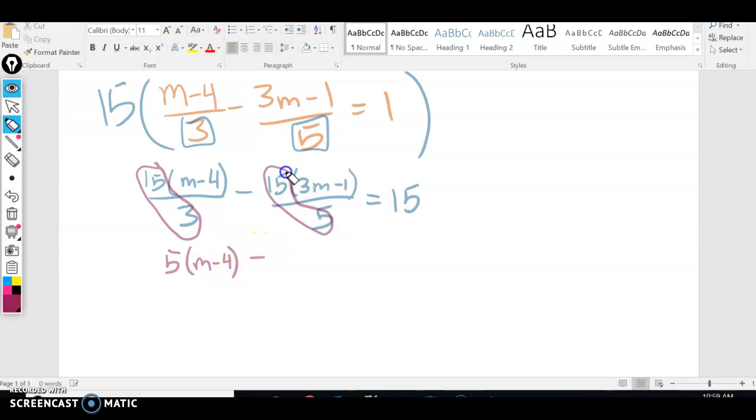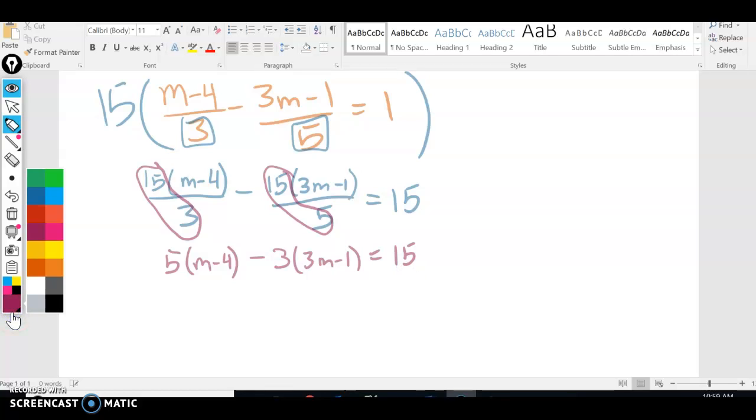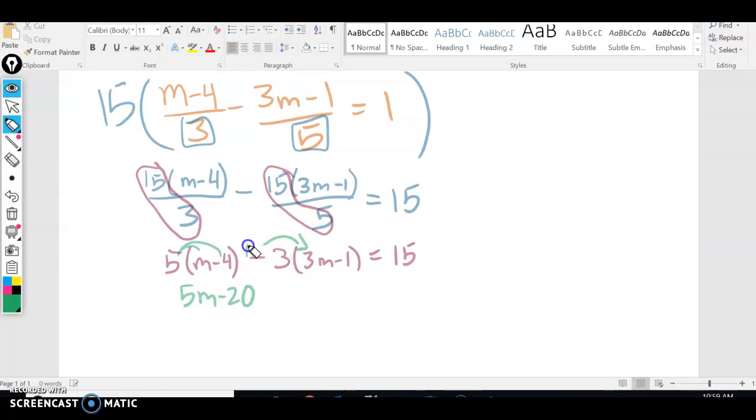And this part, 15 divided by 5 is 3. And now we got rid of the fractions and we can distribute and solve. Distributing here. Distributing a -3. Be careful there. -3 times -1 is a +3.